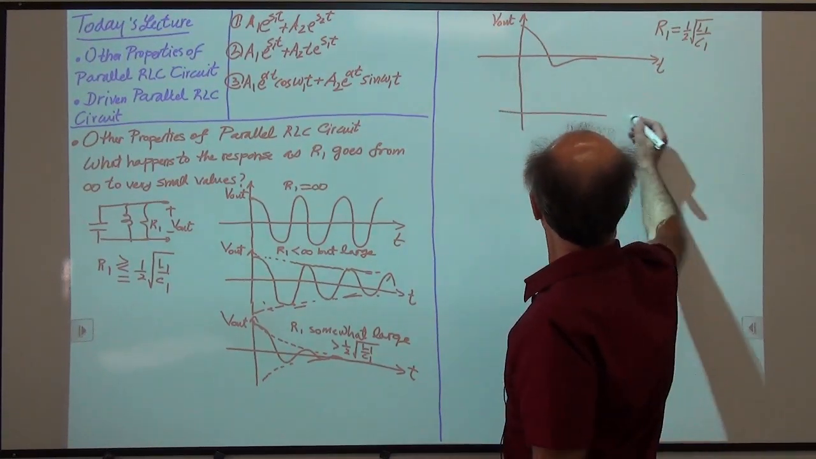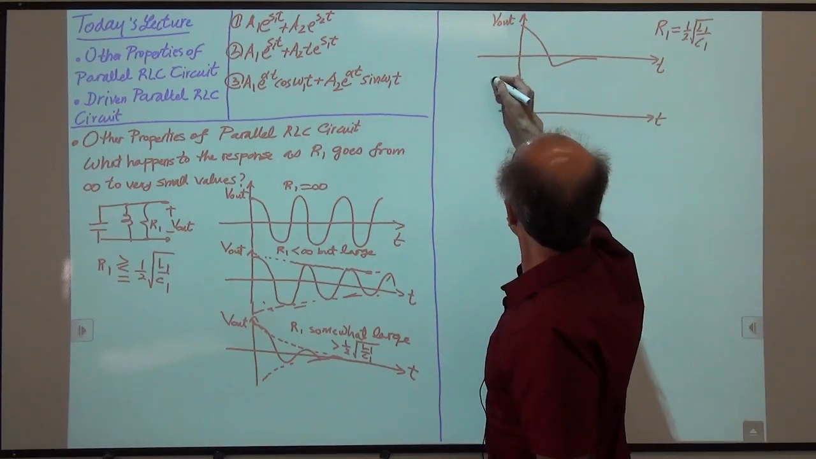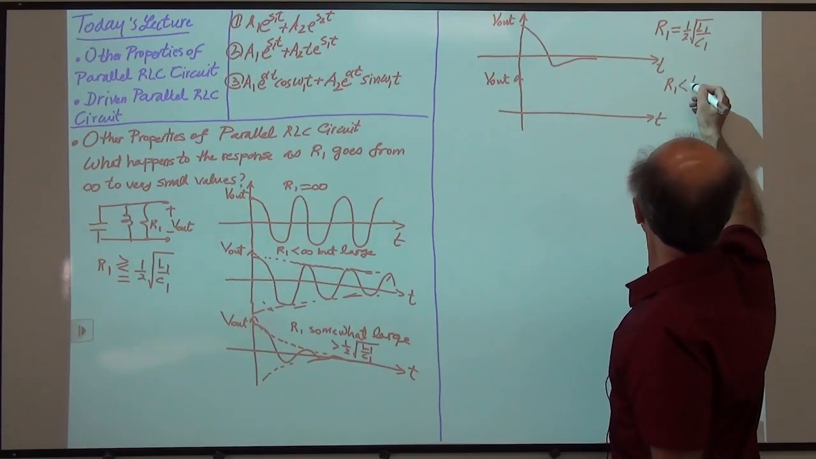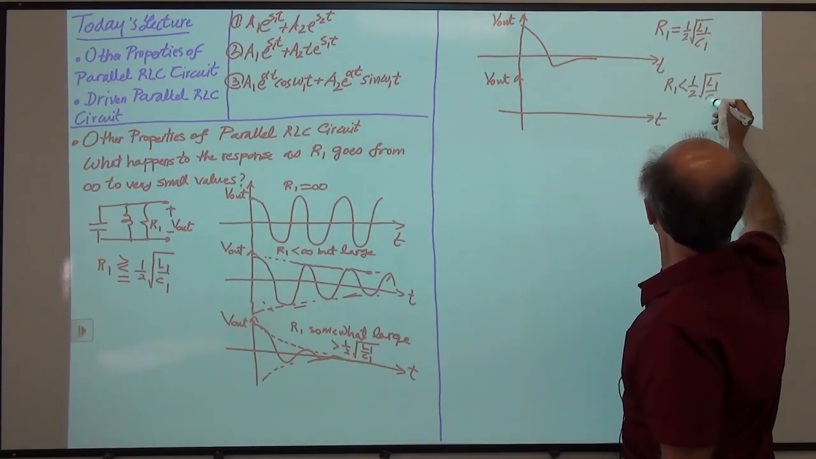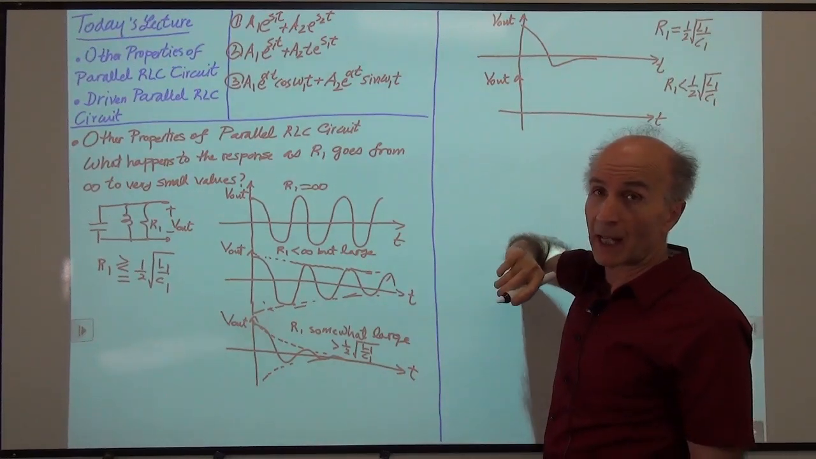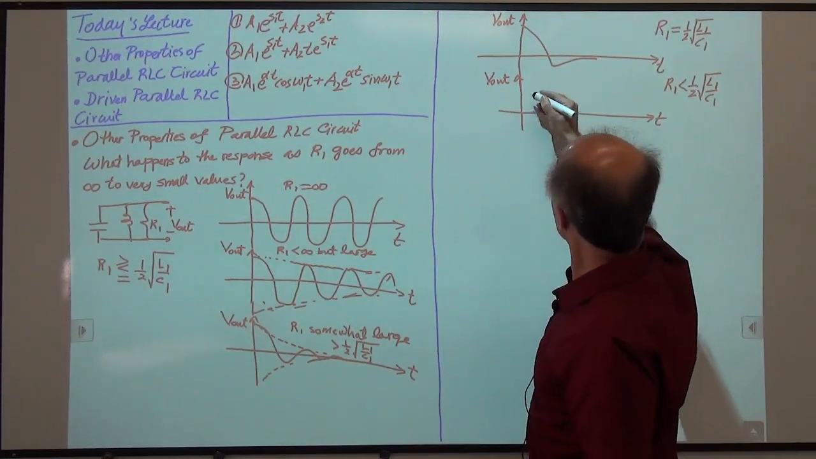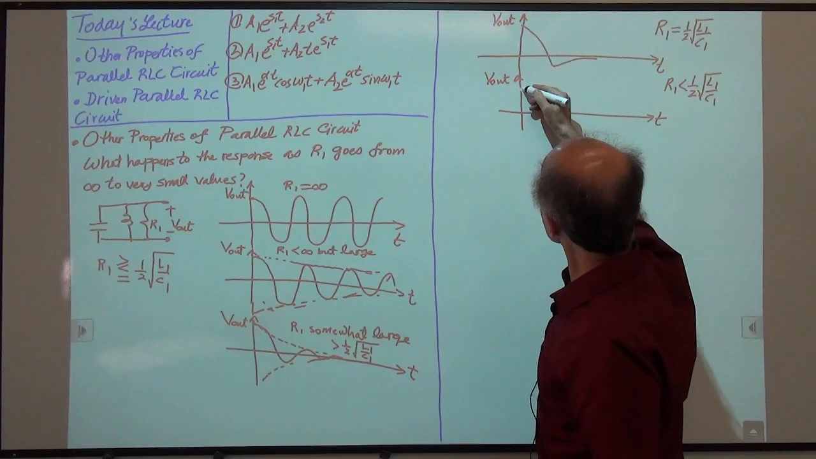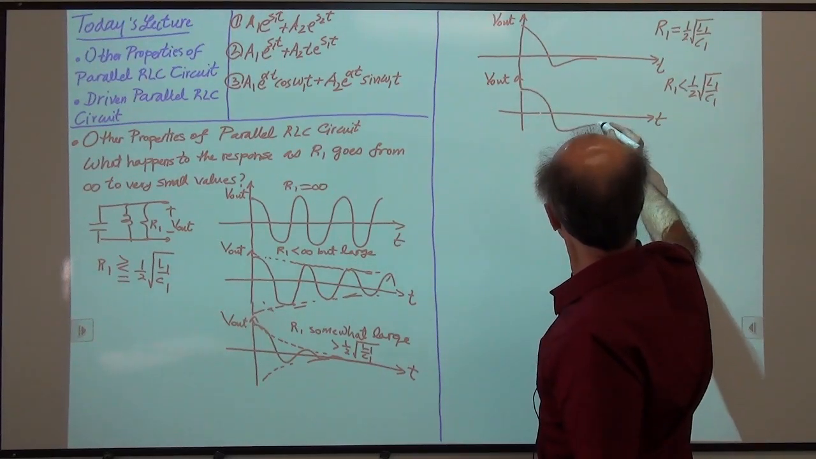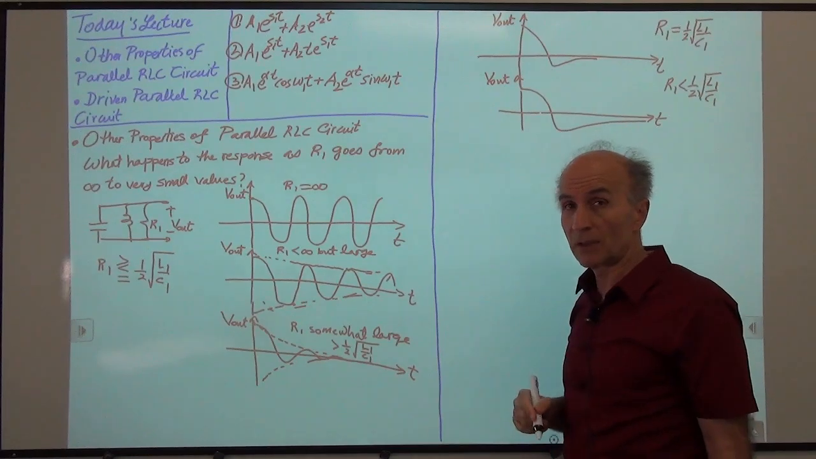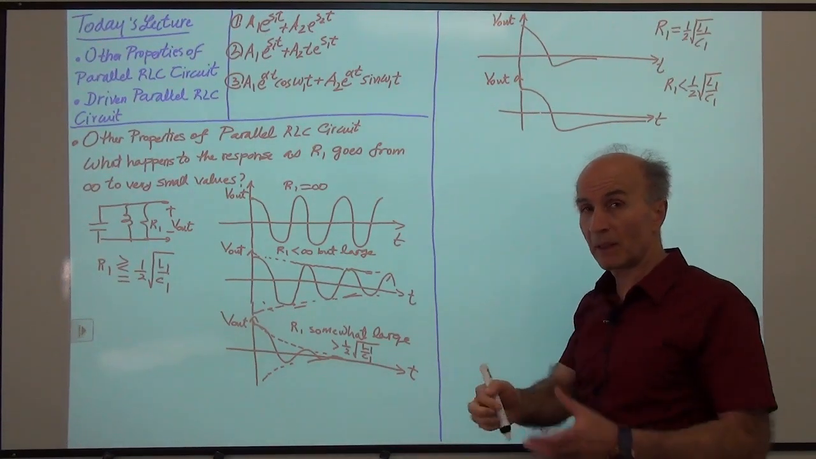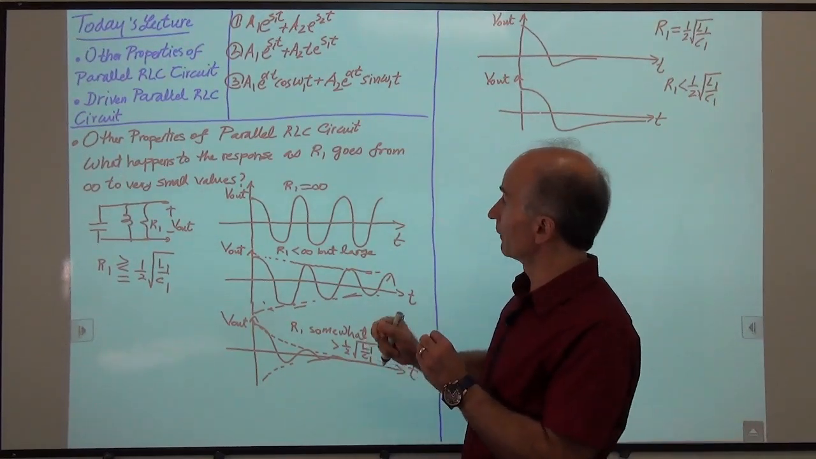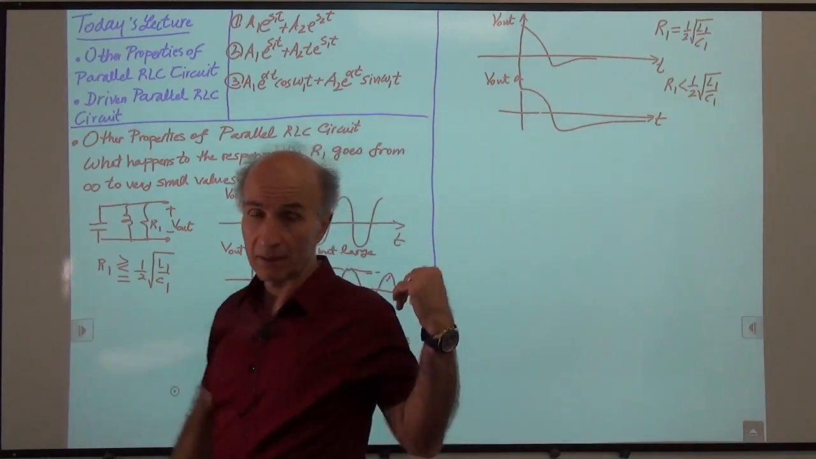And then finally, if I pick R1 to be even smaller, so now R1 is less than 1/2 root of L1 over C1, then we have an overdamped response. So it will come down more like this. It will come down and slowly reach 0. All right? So depending on how we play with the value of R1 compared to 1/2 of the square root of L1 over C1, we can get these different responses.